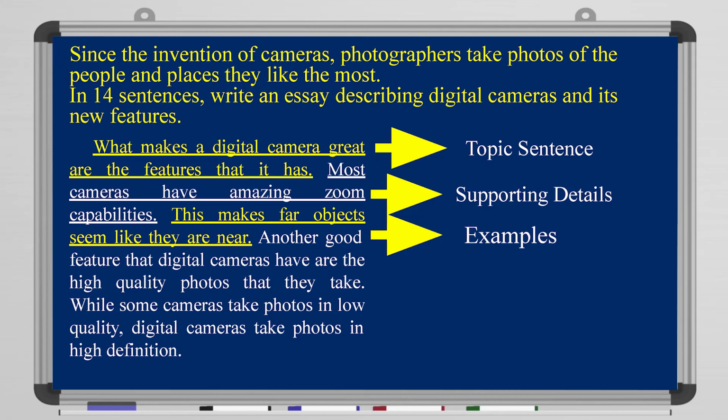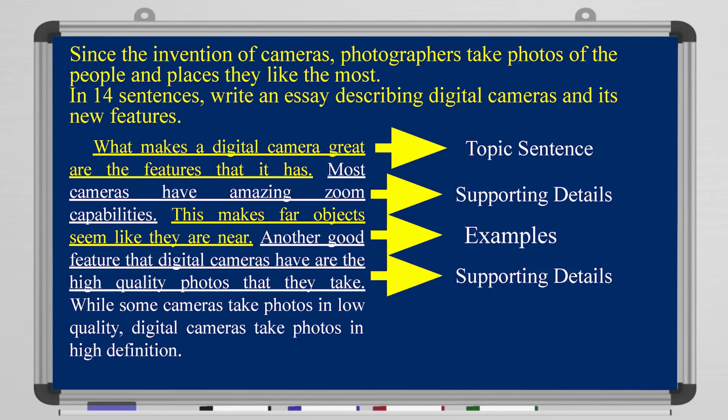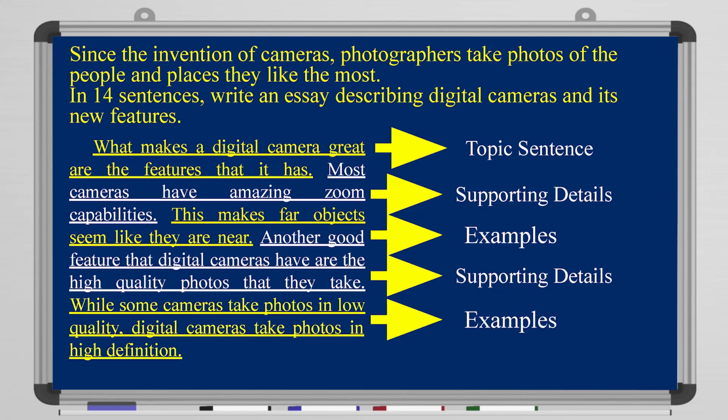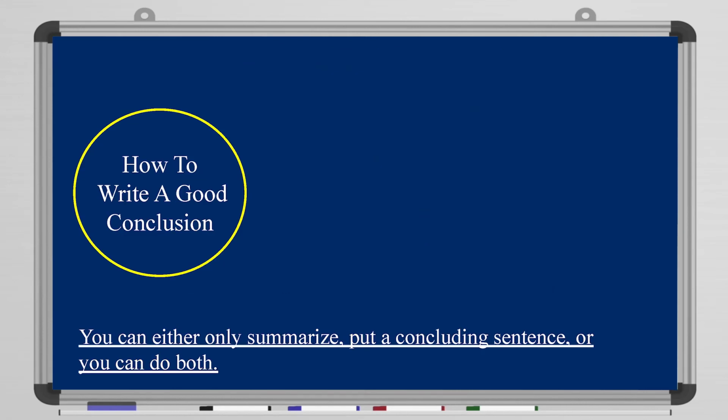Another good feature that digital cameras have is the high quality photos that they take. They take photos in HD, of course. So this is the second supporting detail. And then I have the example. While some cameras take photos in low quality, digital cameras take photos in high definition. You are done with the body paragraph.